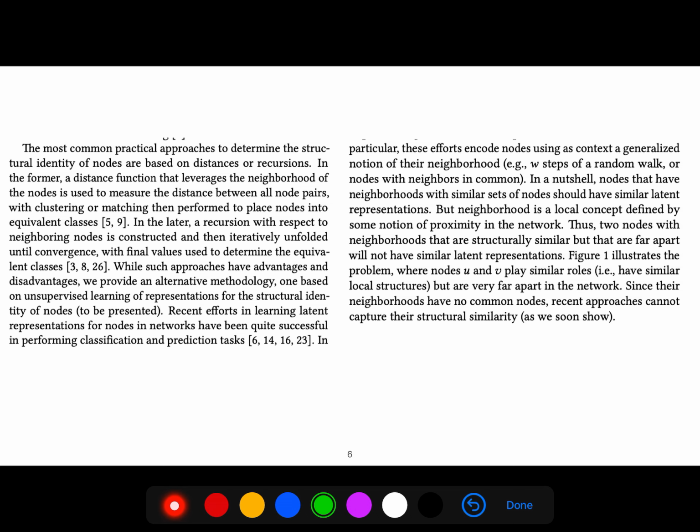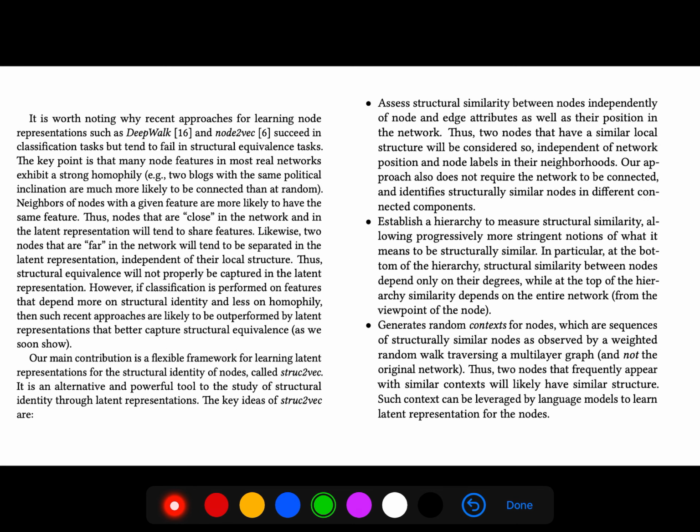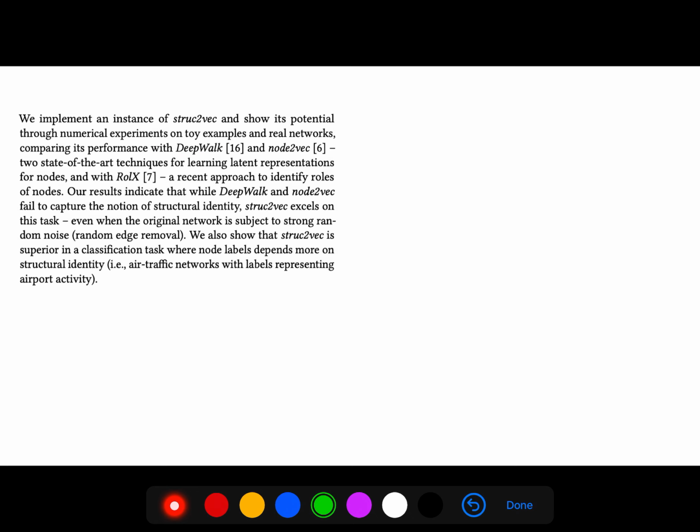So the most common practical approach to determine the structural identity of nodes is based on distances or recursions. You know, these methods Node2vec, deepwalk that I've explained in different videos, they tend to fail in structural equivalence tasks. So that's a good motivation for this paper as well. So we implement an instance of struct2vec and show its potential through experiments, and they compare it with Node2vec and deepwalk.